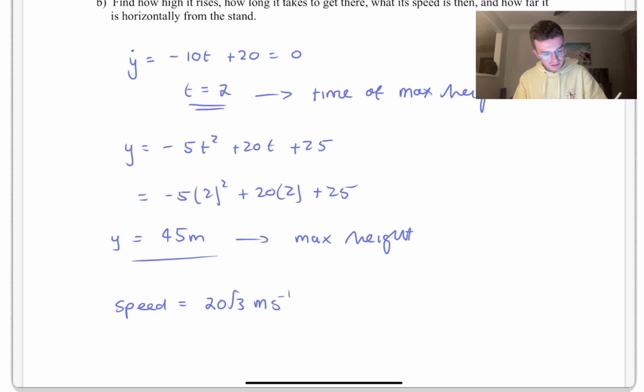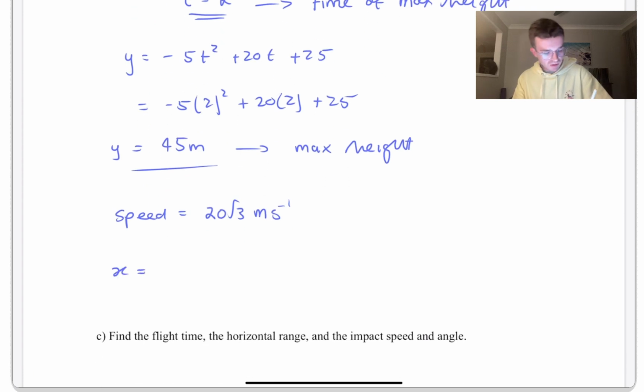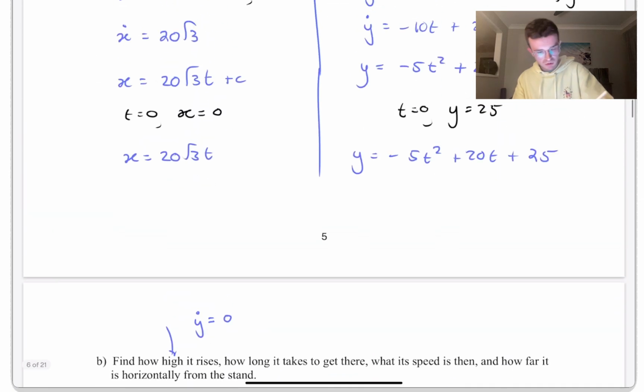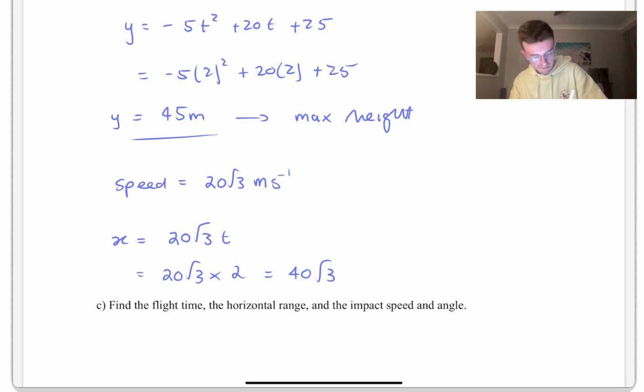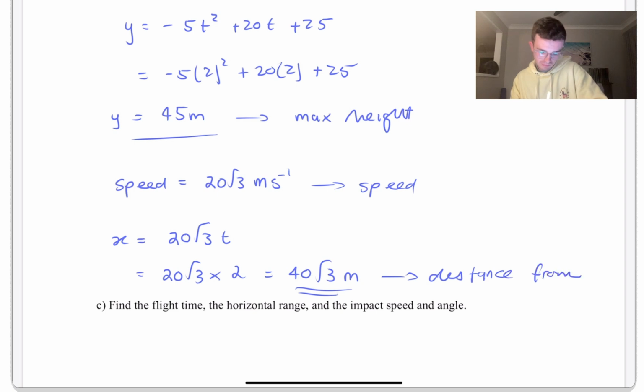And how far is it horizontally from the start? Well, our formula for displacement in this instance is 20 root 3 t. That's telling me at some point t in time, I'm 20 root 3 t units away from the origin. So at my max height, I'm 2 seconds from when I started. So 20 root 3 times 2 is 40 root 3 meters. So that's how far I am from where I started. We're going to say this is our speed, and this is distance from start.